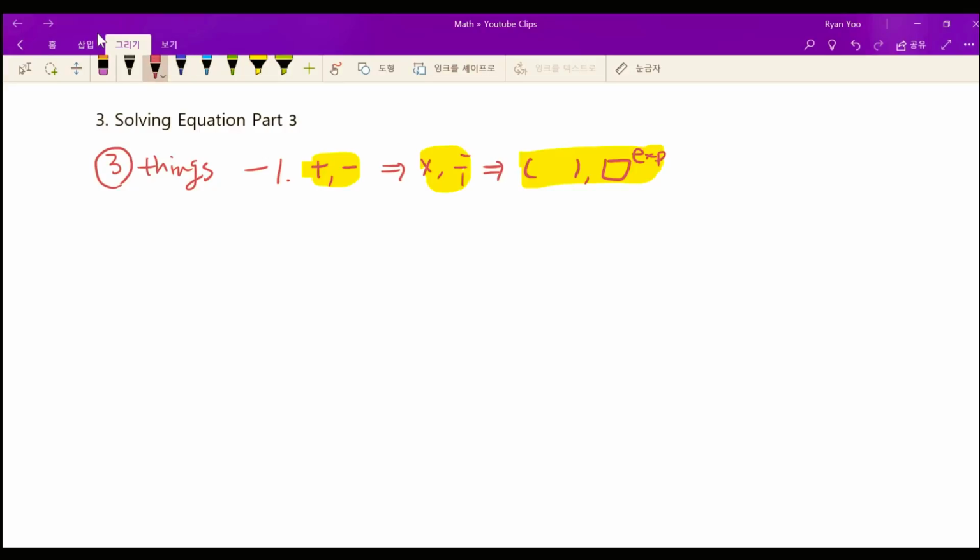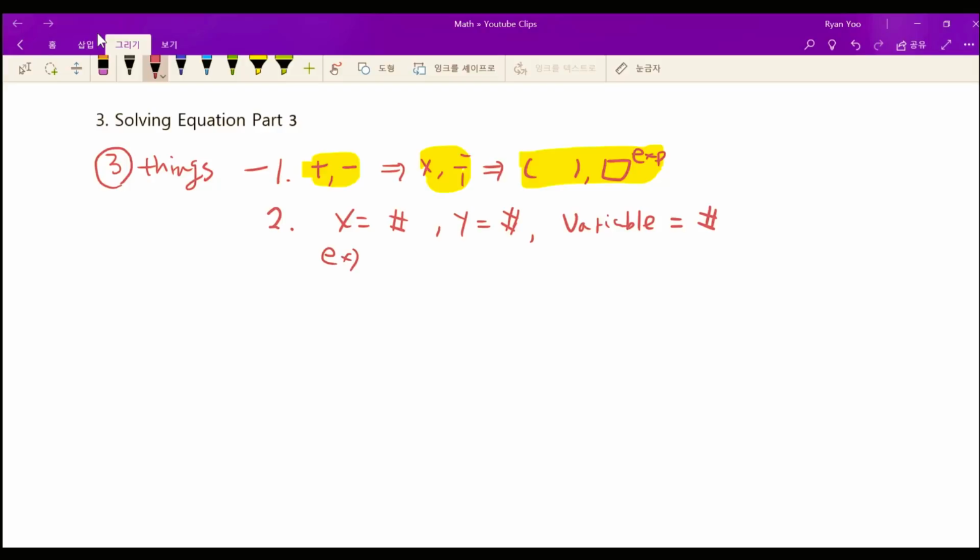Number two, when you're solving an equation, remember at the end of the day, your answer is something like x is equal to some number, or y is equal to some number, or in other words, variable is equal to some number. That is your goal.